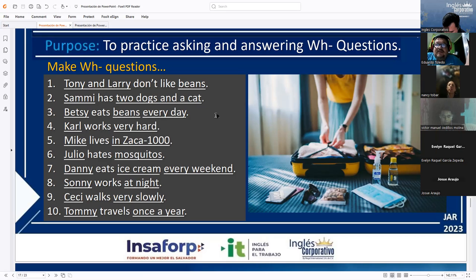Does Sammy have a two dog and a cat? Yeah, but remember that we are making the questions with WH. So what do we say? Who has two dogs and a cat? Sammy does. Okay, now the other question. The answer is two dogs and a cat. They are pets. So what's the question? What pets does Sammy have? Excellent. All right, let's go to the groups and let's do this.